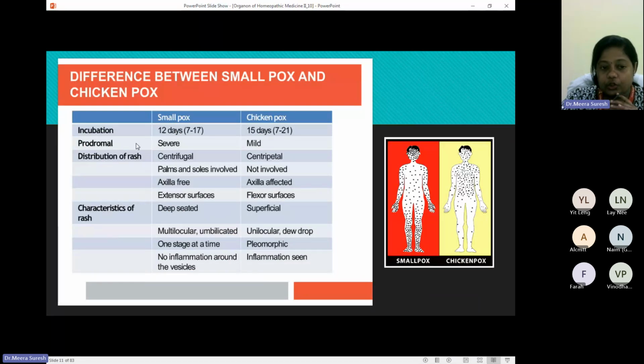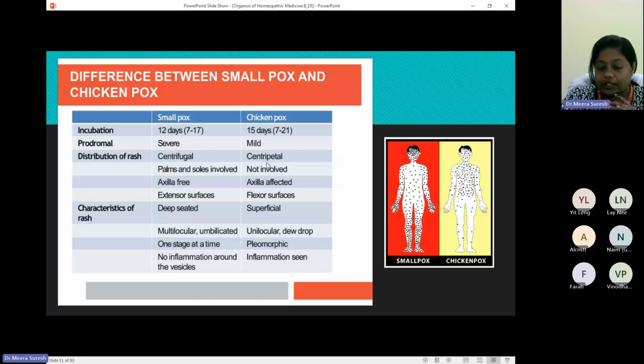In smallpox, the incubation is 12 days or 7 to 17, and in chickenpox it is 15 days or 7 to 21 days. The prodromal or initial symptoms, whether fever, malaise, tiredness, all those symptoms, that is the prodromal. In smallpox, it is very severe, and in chickenpox it is mild. Distribution of rash, I already told, in smallpox it is centrifugal. So mostly the face, palms and soles will be involved, but not the axilla, and mostly on the extensor surface. And everything is opposite in chickenpox.